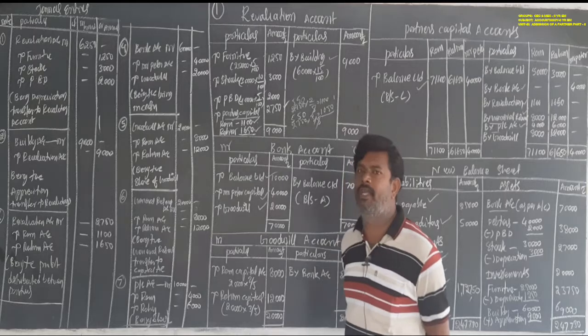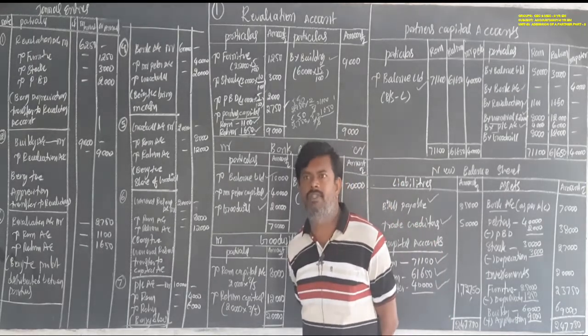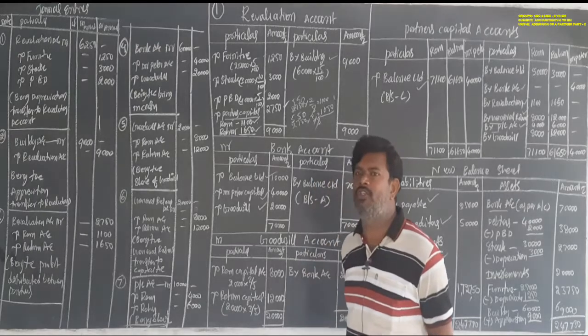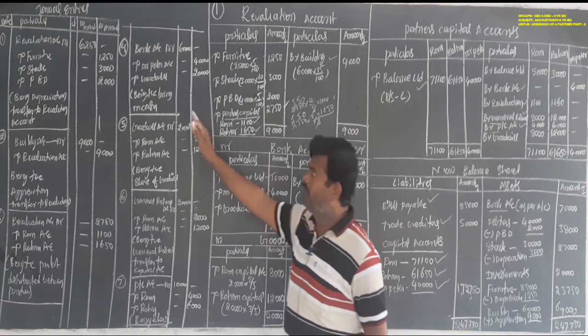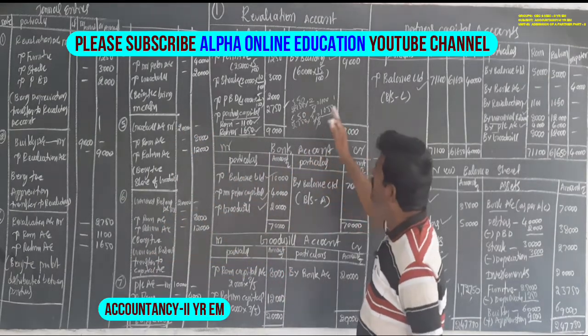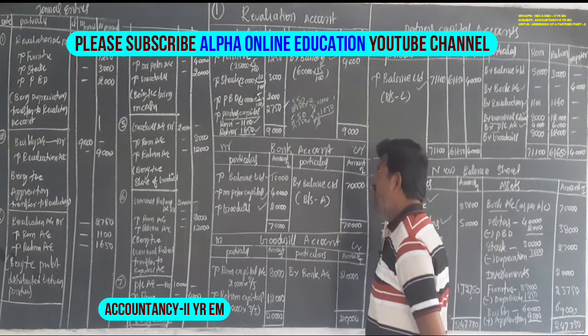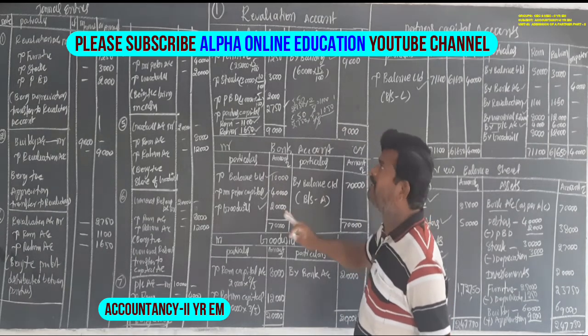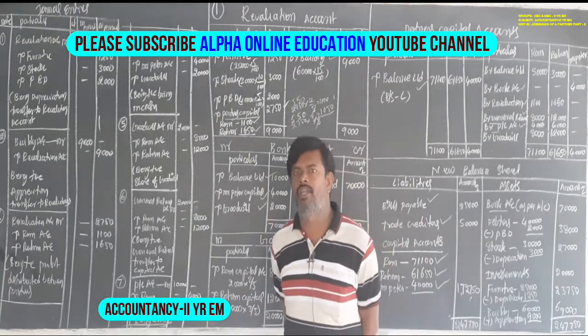This is the way it is better to prepare the journal entries. Why? Because without journal entries there are no ledger accounts. So first of all you write journal entries, then you go on to prepare the final accounts. Or I first prepare the final accounts and go back and prepare the journal entries. This way of preparing the journal entries is better.